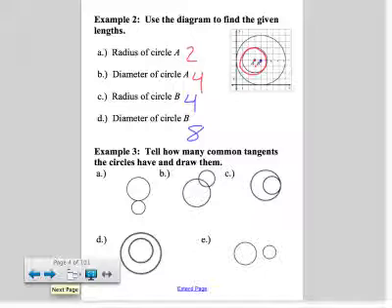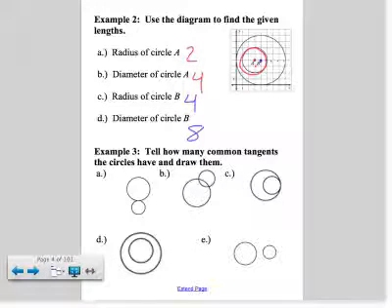All right, so now we're going to turn our attention down here to, it says tell how many common tangents the circles have and draw them. So in other words, how many different lines can you draw that are going to touch both circles at only one point? Okay, so in part A here, what you're looking at is, I could draw a line that goes here that touches that circle there, and that one just there. So that's one tangent.